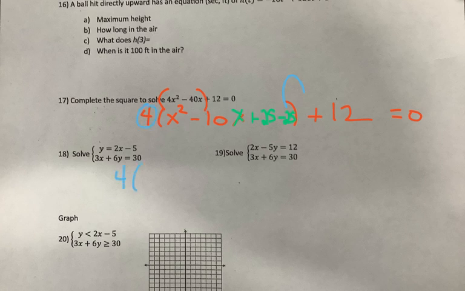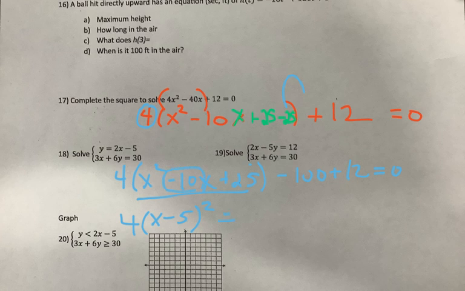So we've got 4x squared minus 10x plus 25. And so this is negative 100 that comes out, plus 12 equals 0. And now this factors here to be x minus 5 squared. And we've got a 4 there. It's always half this middle term, always.